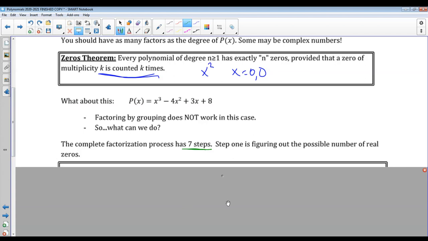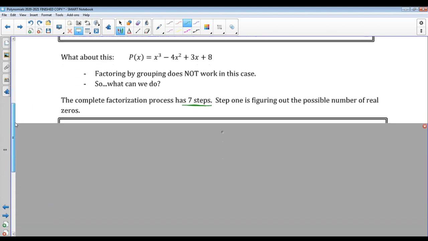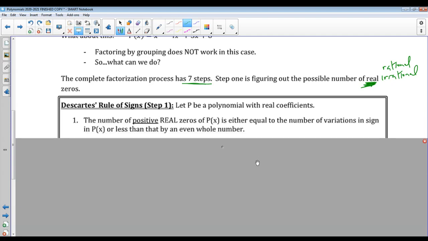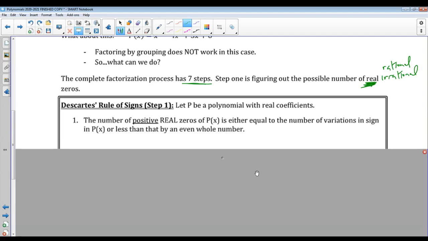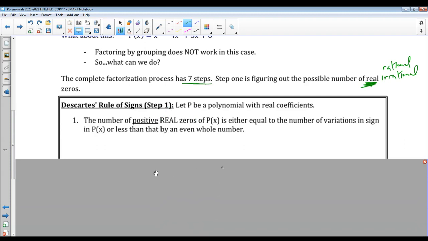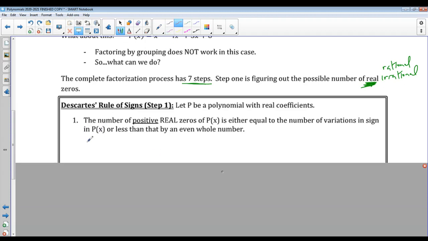So we're going to use this Descartes theorem to figure out the possible number of real zeros. All right, and real is the key word there. Real basically means not imaginary. So real could be rational or irrational. So it could be a quadratic formula situation. But Descartes' rule of signs says let p be a polynomial function with real coefficients. The number of positive real zeros, x equals 4, x equals 1/2, x equals 2 plus radical 3, those are all real zeros, is either equal to the number of variations in sign or less than that by an even whole number.